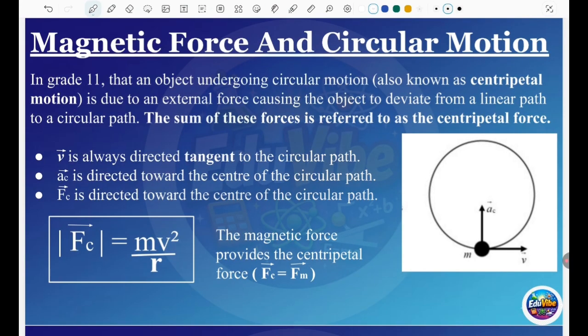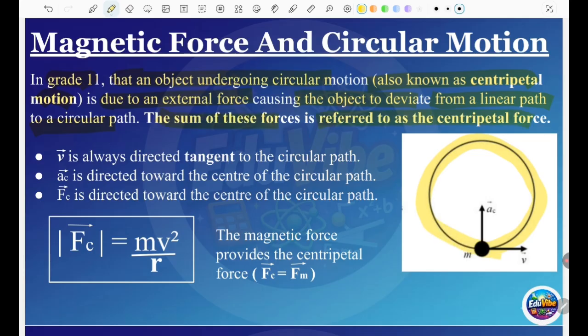For the next one, magnetic force is more likely to cause circular motion. Both go hand in hand, and you can generate one equation from that. In grade 11, an object undergoing circular motion is acted on by a centripetal force. Due to an external force, an object deviates from a linear path, like a uniform motion, to a circular path like this.